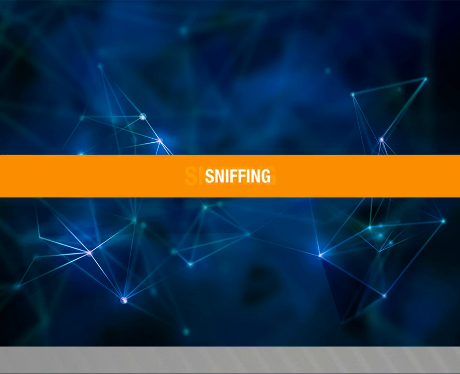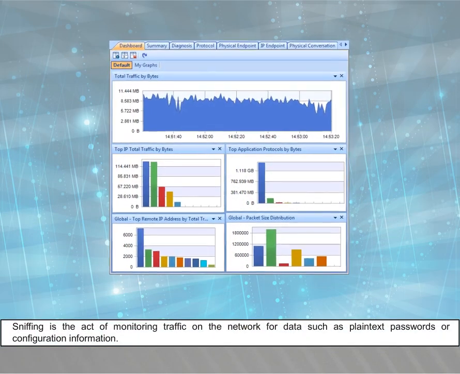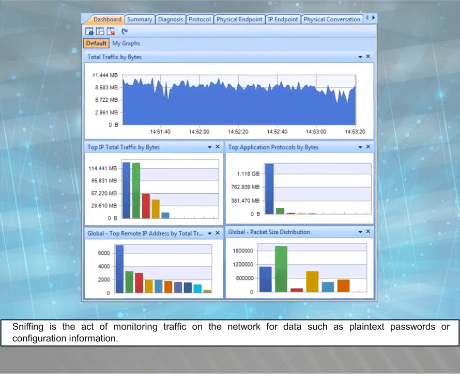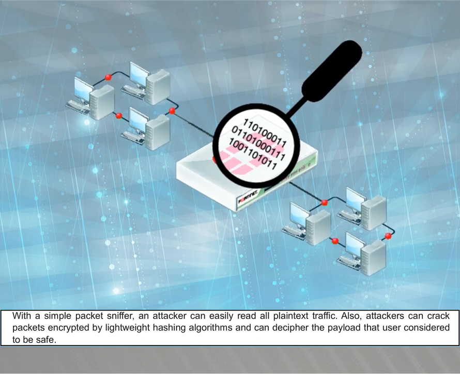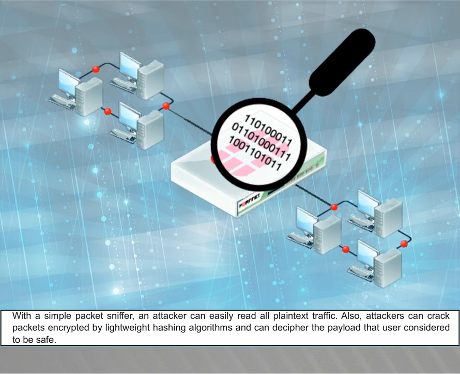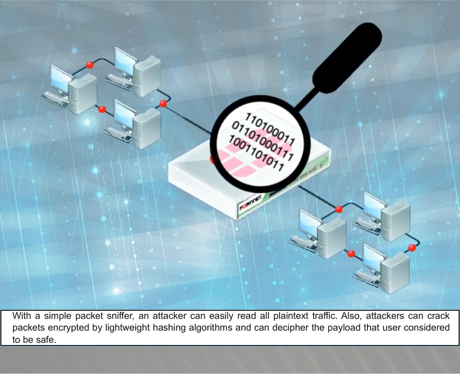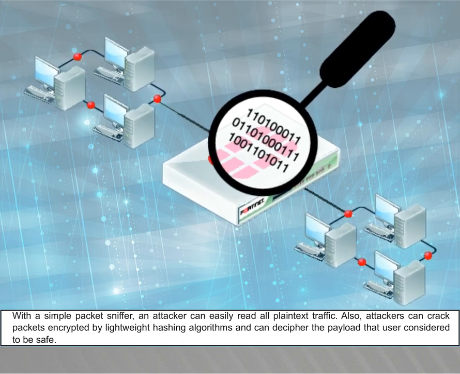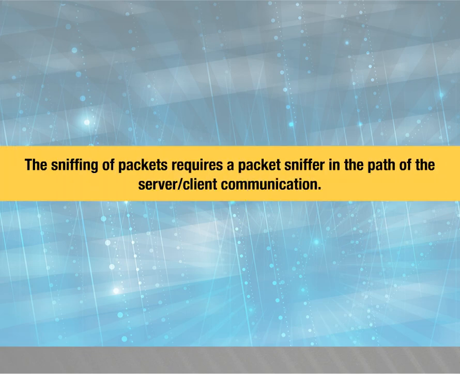Sniffing. In this video, we are going to see about sniffing. Sniffing is the act of monitoring traffic on the network for data such as plaintext passwords or configuration information. With a simple packet sniffer, an attacker can easily read all plaintext traffic. Also, attackers can crack packets encrypted by lightweight hashing algorithms and can decipher the payload that the user considered to be safe. The sniffing of packets requires a packet sniffer in the path of the server or client communication.